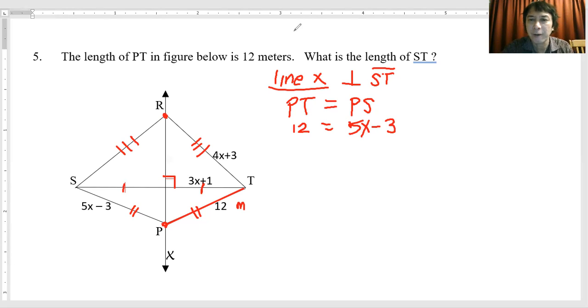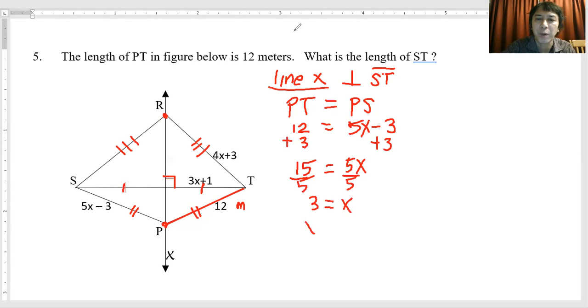This will be adding 3 to both sides. We add 3, so the left side is 15 and the right side is just 5x. And so we continue by division. We divide both sides by 5, and we will have x equal to 3. Properly written, x equals 3. We will not stop at x. We're supposed to find the length of ST.